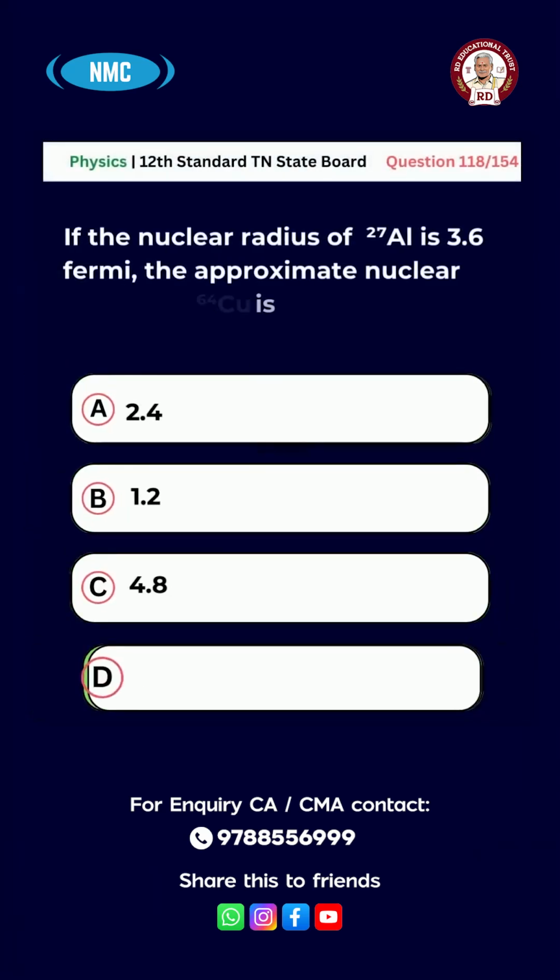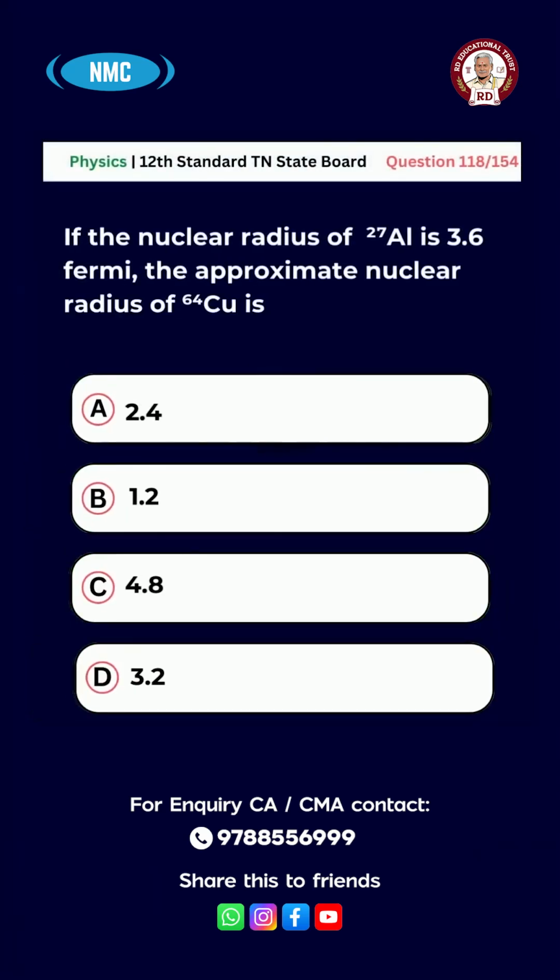Question number 118. If the nuclear radius of 27 Al is 3.6 Fermi, the approximate nuclear radius of 64 Cu is: option A, 2.4; B, 1.2; C, 4.8; D, 3.2. The right answer is option C, 4.8.